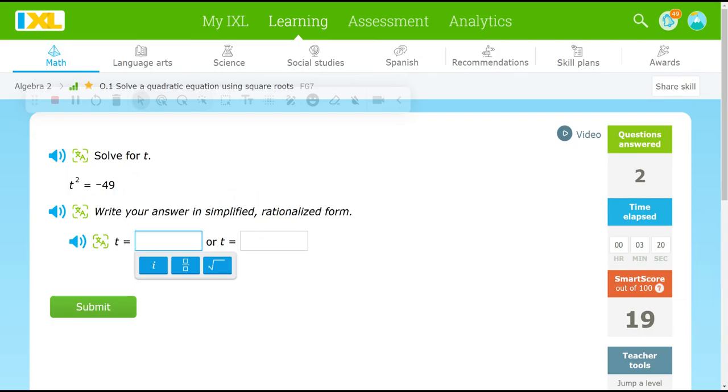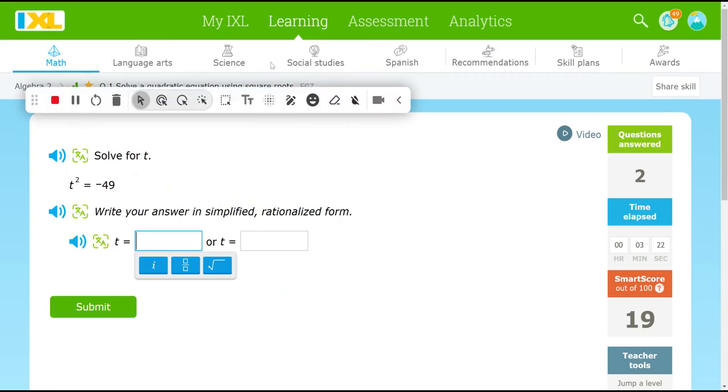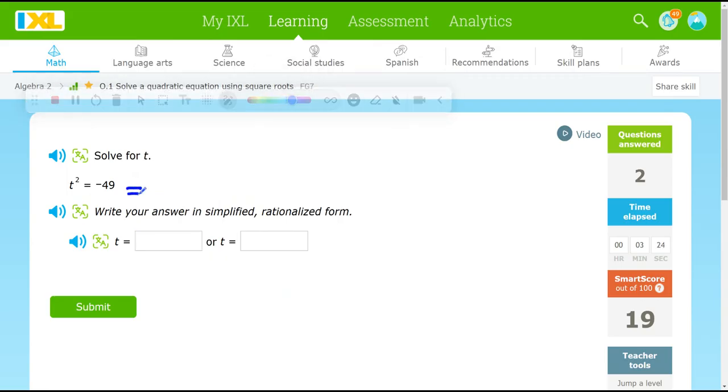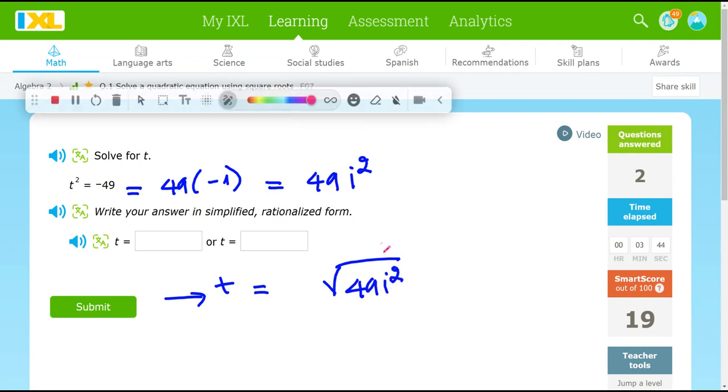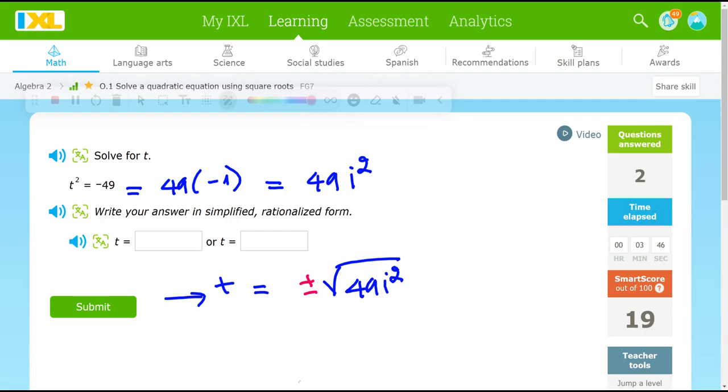Same thing happened again. t squared equals negative 49. So instead of negative 49, I put 49 times negative 1. But negative 1, I substitute by i squared. Alright, now I'm ready to go. I can solve for t now. So t should be equal to the square root of 49 i squared. Again, do not forget plus and minus in front.